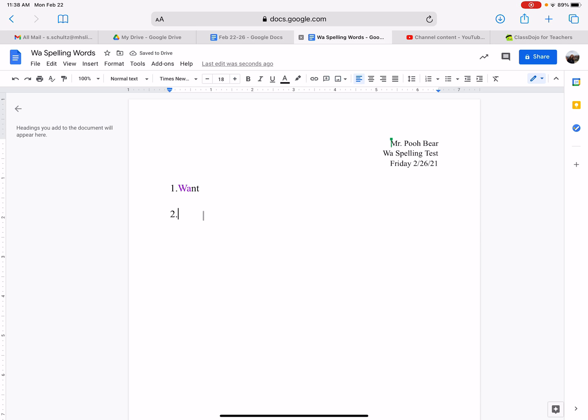Now our next word is swap, swap. I want to swap snacks with my classmate. Swap. Now, swap means to trade in something. Like you might want to swap baseball or Pokemon cards. Swap.